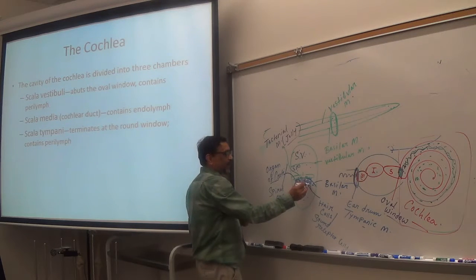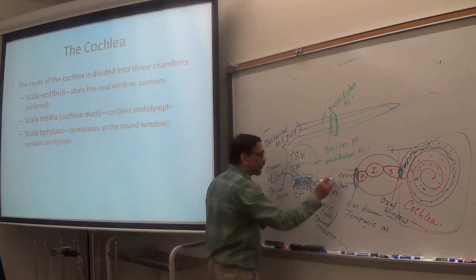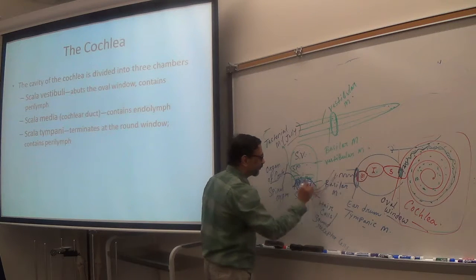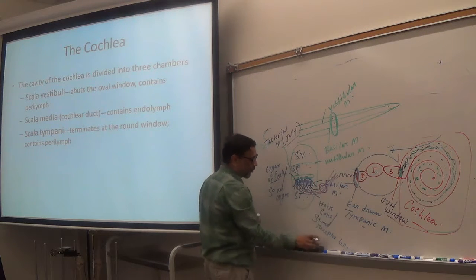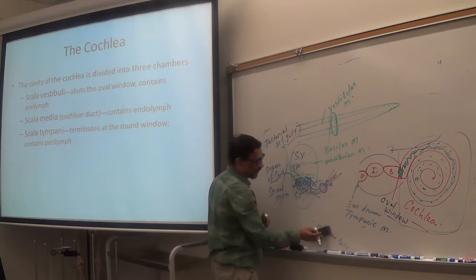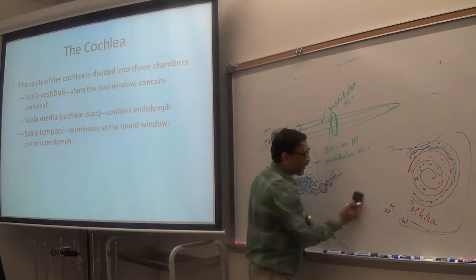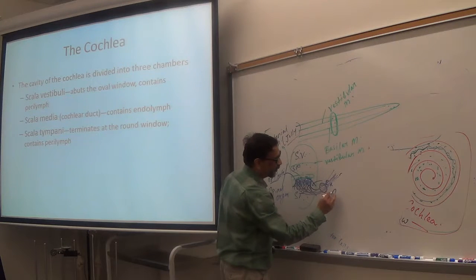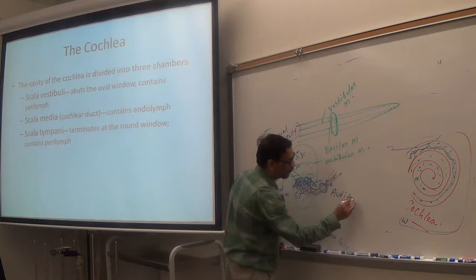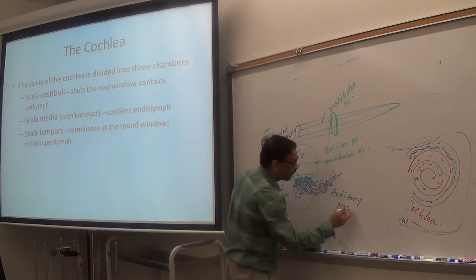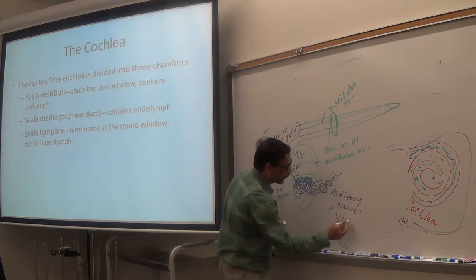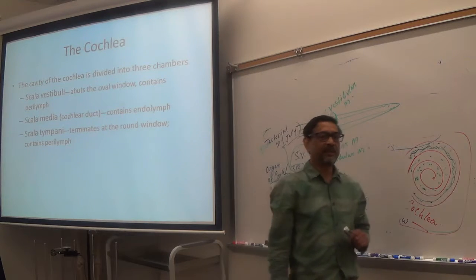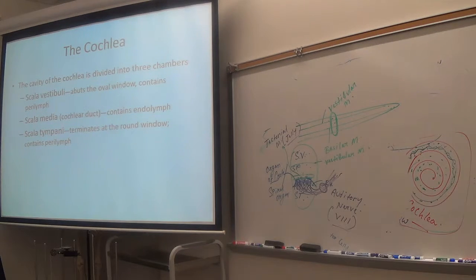So now from the hair cells, how will the signal be sent to the brain? By these axons. And these axons together form the auditory nerve. So auditory nerve takes the signal out from the cochlea. So this is the auditory nerve. Cranial nerve number 8. Nerve number 8. That takes the signal to the thalamus, and from there to the primary auditory cortex.